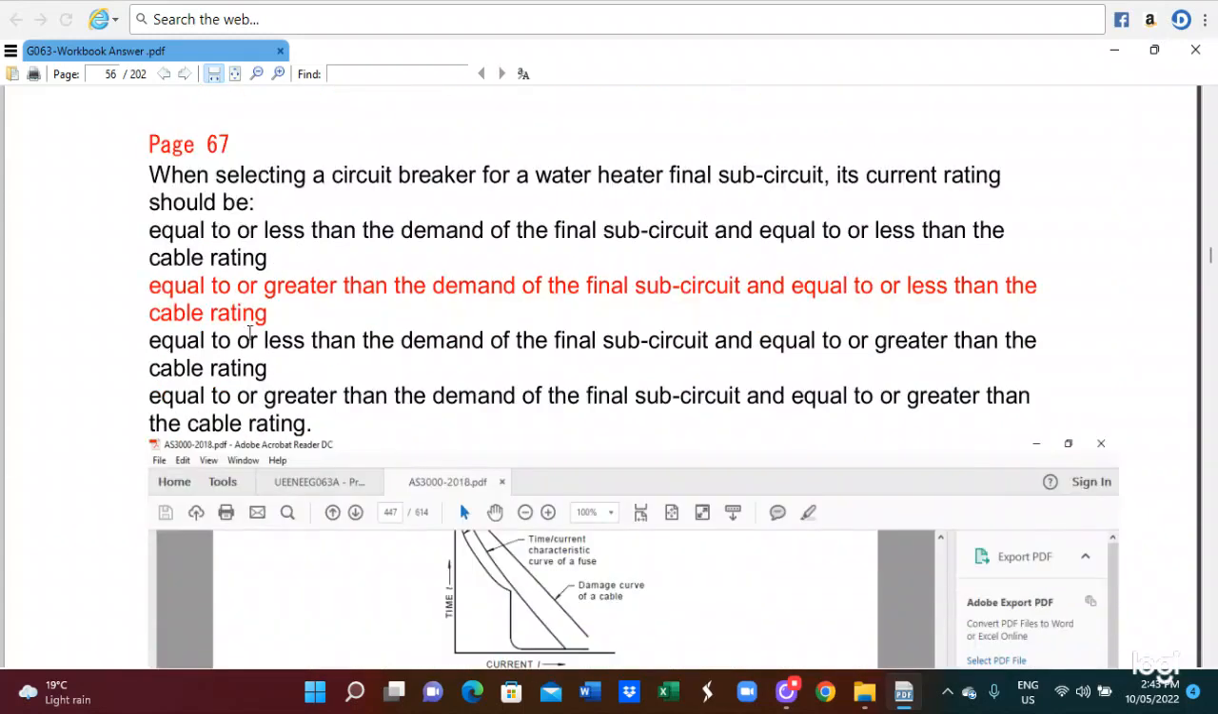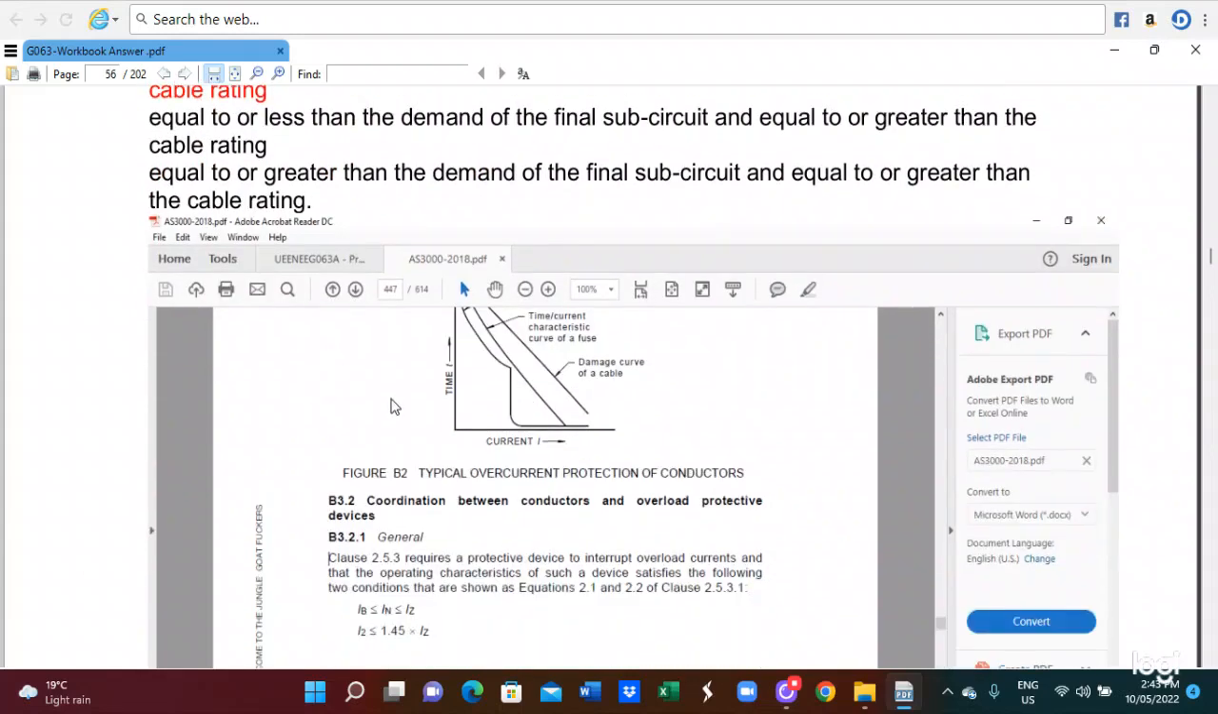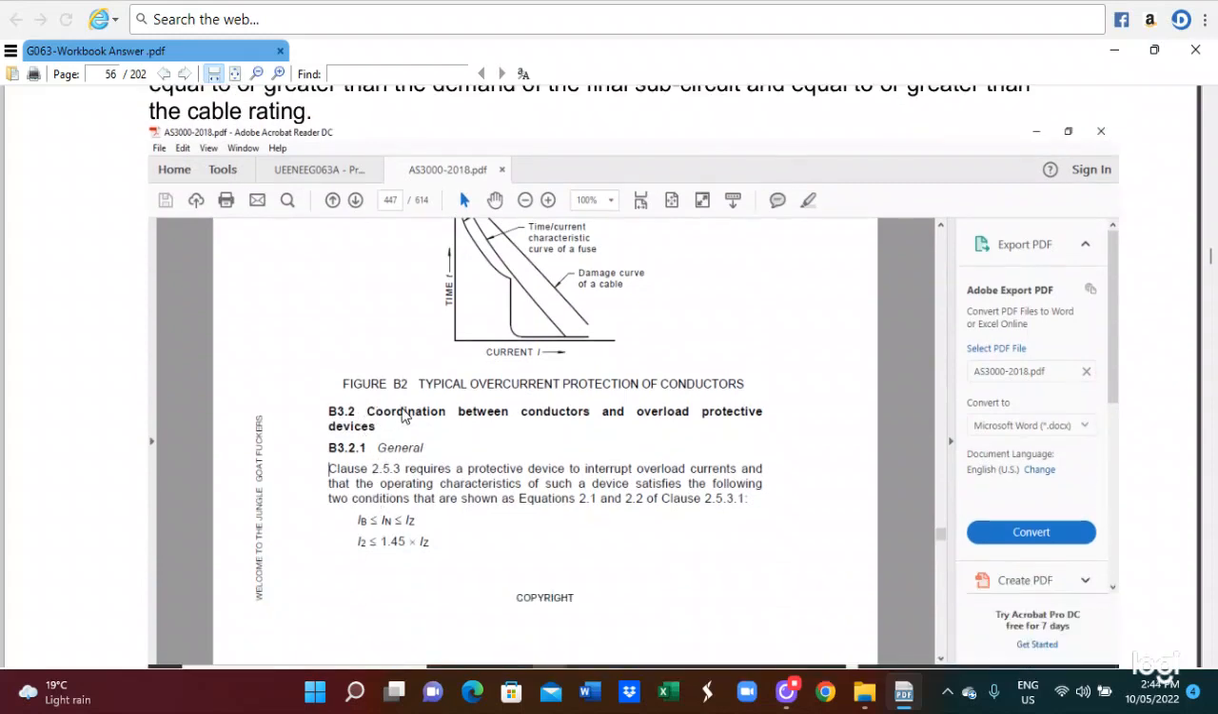We are also talking about case 67. In this case, when selecting the circuit breaker for a water heater final circuit, should the current rating be equal to or less than the demand of the final circuit, equal to or greater than the demand of the final circuit, or equal to or less than the given rating? For this we have to refer to clause B3/2, the correlation between the conductor and the overload protective device.